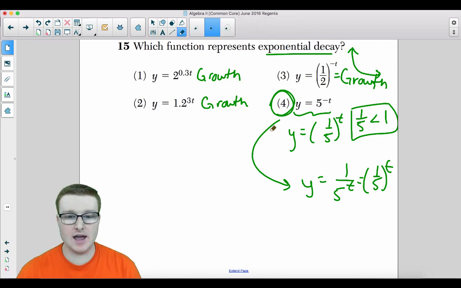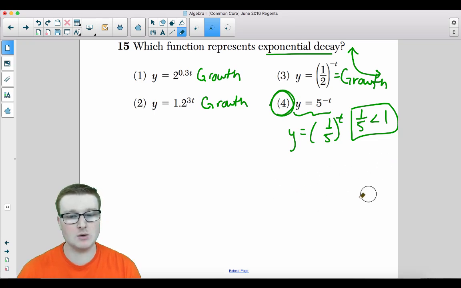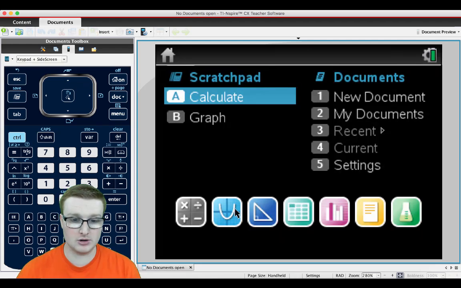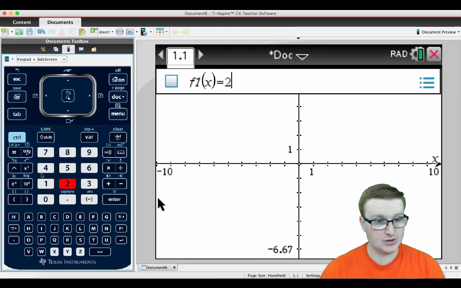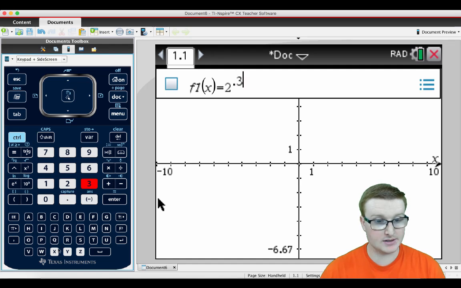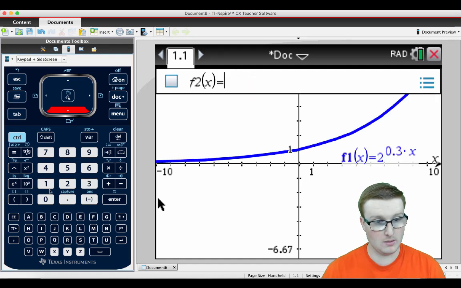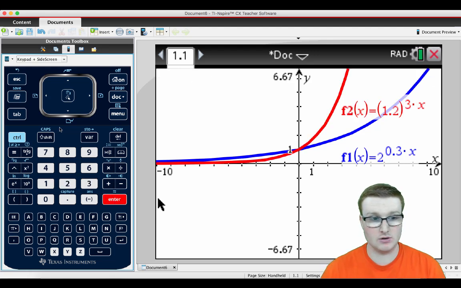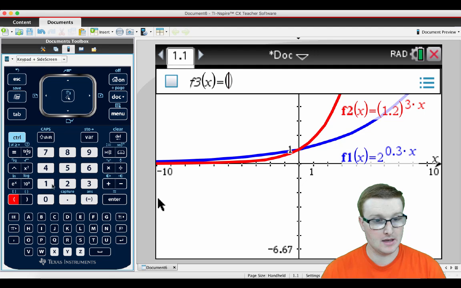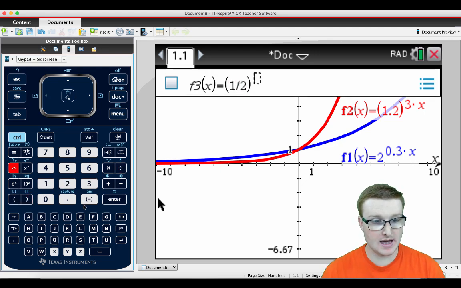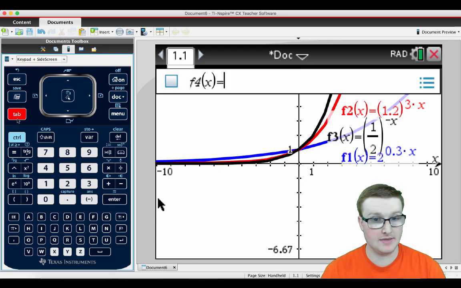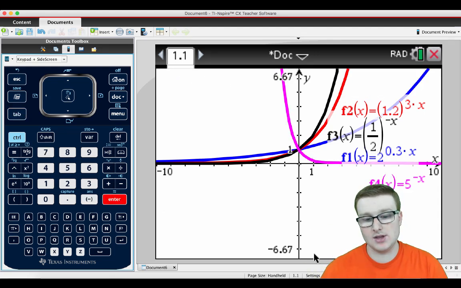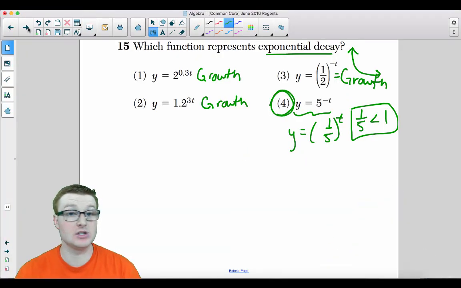So let's just say you did not know any of that stuff. Trevor, how do I save myself? Well, you can go ahead and graph it. I'm going to graph everything for you. I'm going to graph 2 raised to the 0.3x. That's growth. Next one, 1.2 raised to the 3x. That's growth. We got that. 1/2 raised to the negative x power. That's growth again. And we get 5 to the negative x. We get decay. Your answer is choice 4. Pretty simple stuff. Just graph it.